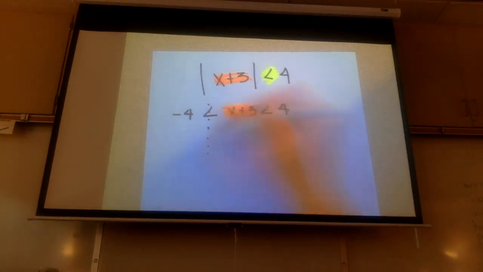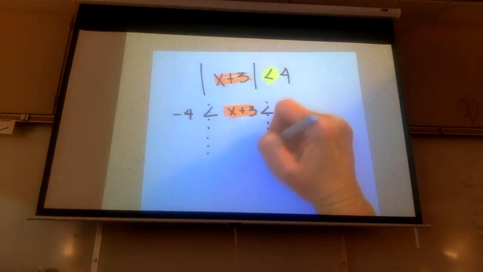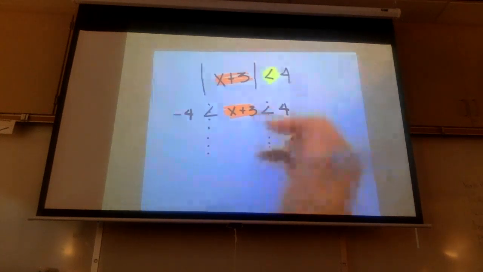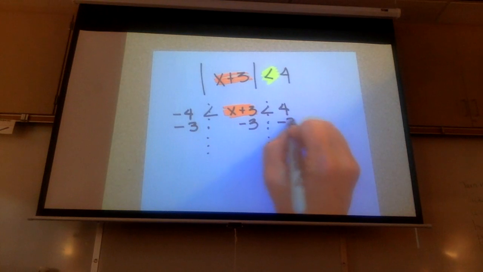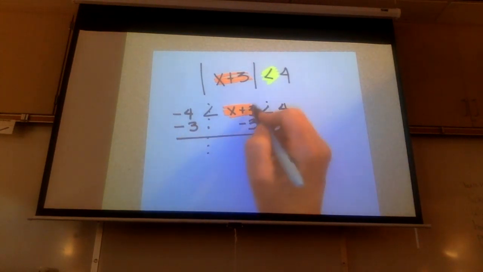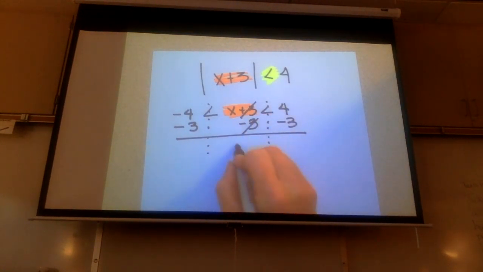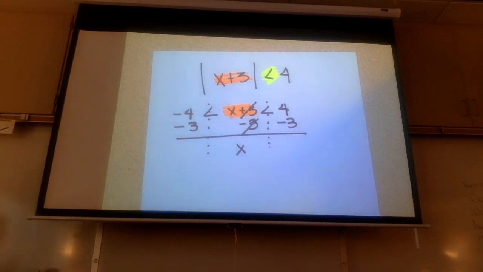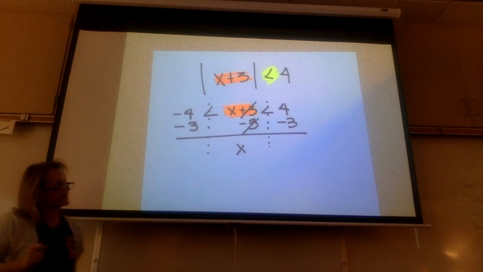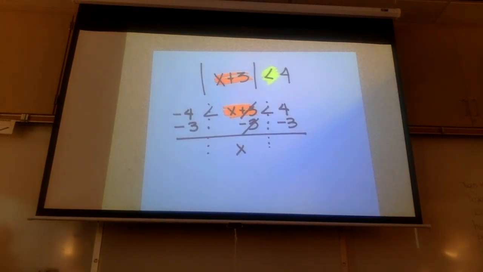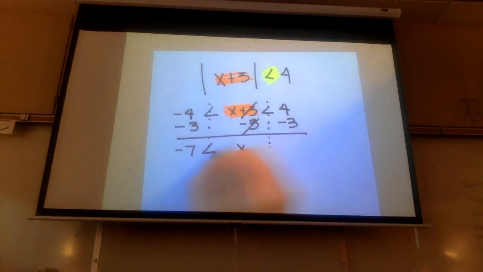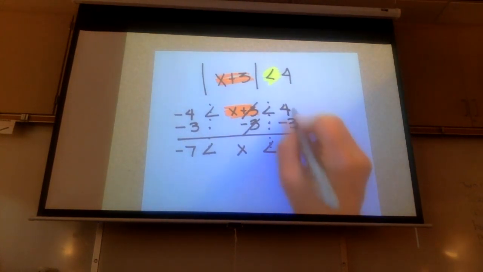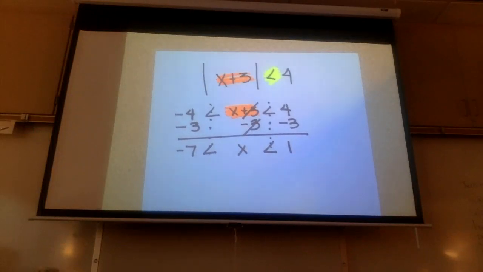Now I need to get x alone in the nest. Right now I have x plus 3. So I need to subtract 3 to cancel it out, because positive 3 and negative 3 gets rid of the 3. Over here I have negative 4 and negative 3. Negative 4 and negative 3 is negative 7. Same sign, 4 minus 3 is 1.